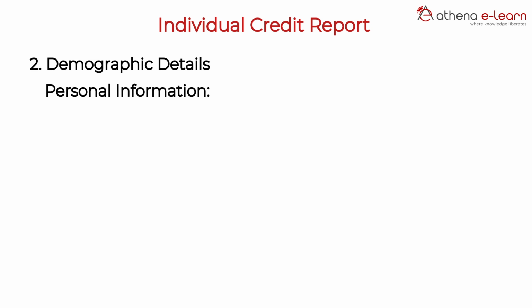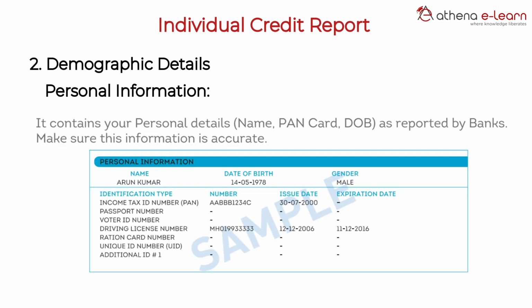The second segment is, like I said, your demographic details or your personal details. Now, the personal details will of course have your name, your date of birth, your gender, and other identification numbers such as a PAN, a passport number, a voter's ID, etc. This information is represented differently by each bureau. The sample that you see on the screen is just an indicative sample. Now, you will wonder, why are there so many blanks or dashes there?